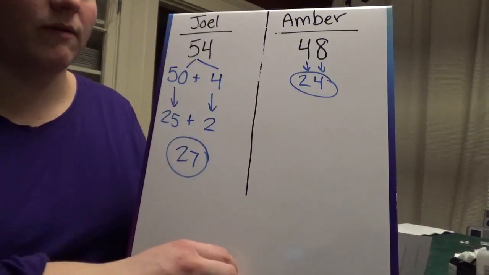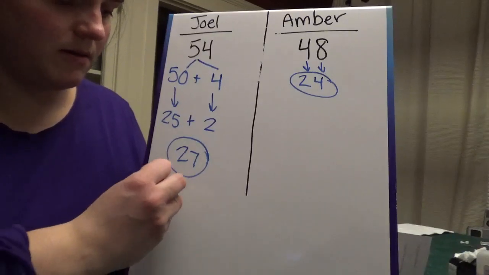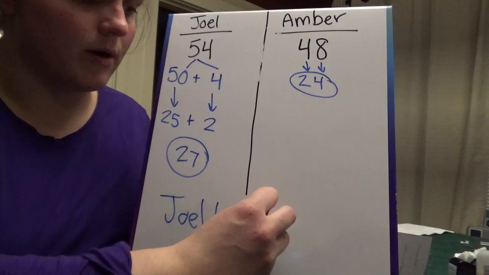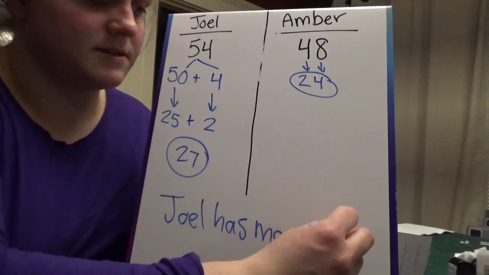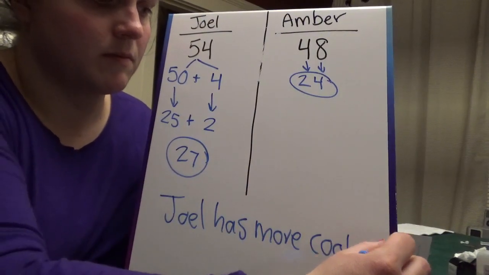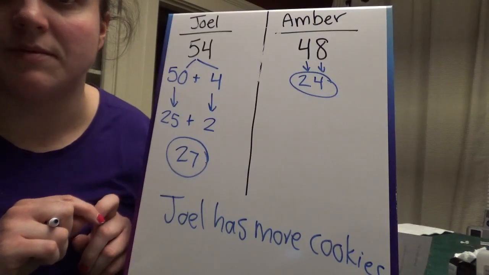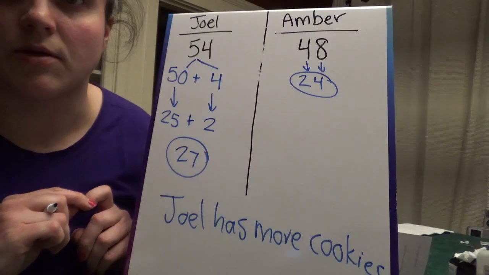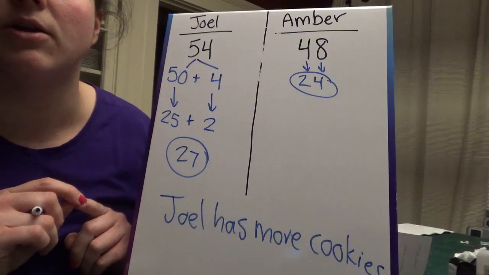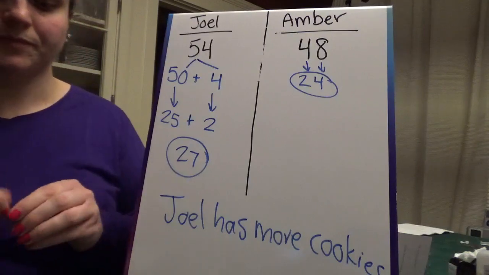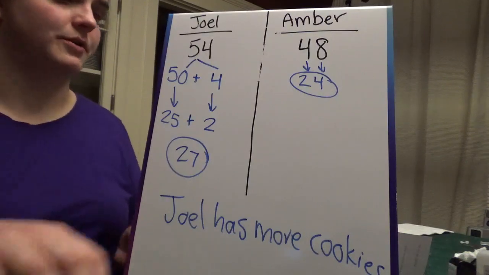Hopefully in your own work you figured out that Joelle, you can write this in a sentence, has more cookies. If this problem was challenging for you, because half problems can be challenging, definitely circle it. This is something you should go over in your conference or check-in that you have this week with your teacher. Let's go on to number 2.